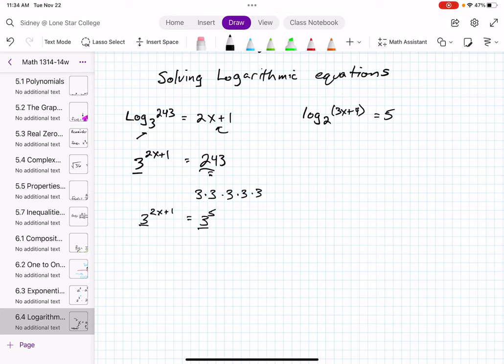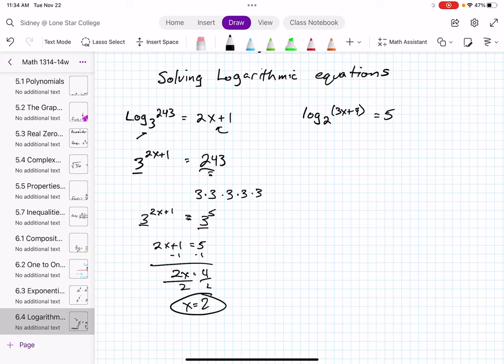Same bases are equal to each other, means the exponents are equal to each other. So I have 2x plus 1 is equal to 5. From there, it's just simple, straightforward solving of an equation, x equals 2. When x equals 2, log base 3 of 243 is equal to 2x plus 1.